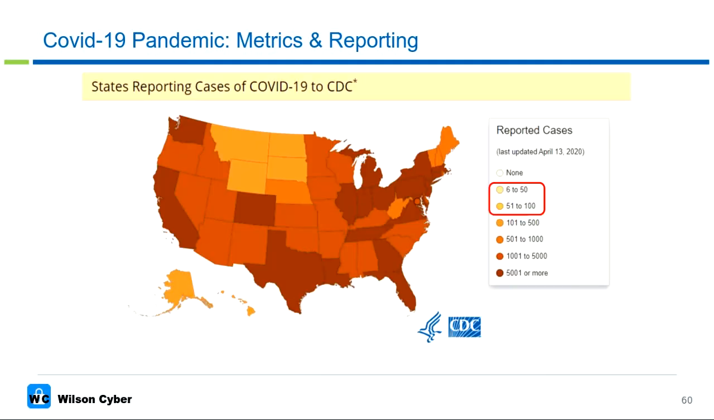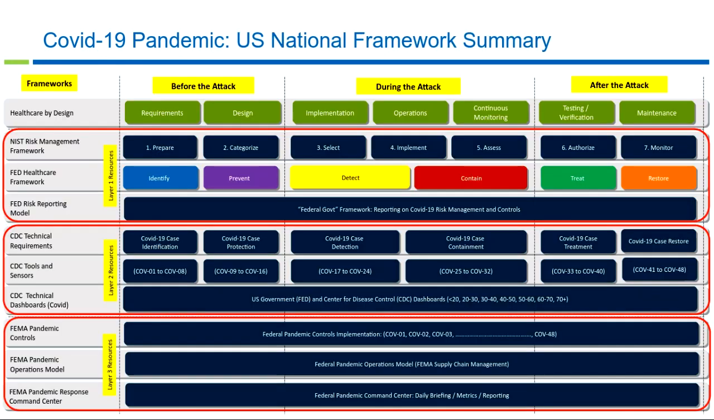Then we need metrics and reporting, both on an individual statewide basis as well as on a national basis, to see how we're doing. And so this is the framework summary. At the national level, we have layer 1, 2, and 3 resources. We have the risk management framework, the federal healthcare framework, the risk reporting framework.